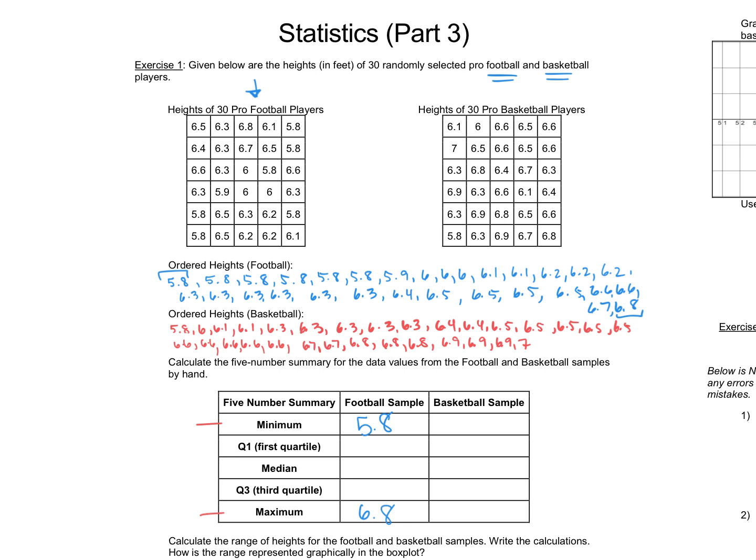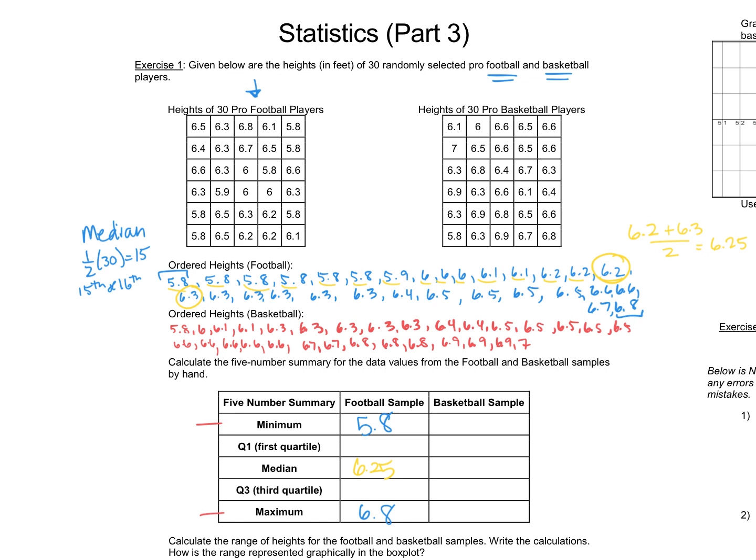And to find the median, that's the middle of all our data. So if we're taking the middle of those 30 pieces, we're taking half of 30, which equals 15. So we're supposed to look at the 15th and 16th data points here. So if we count 1, 2, 3, 4, 5, 6, 7, 8, 9, 10, 11, 12, 13, 14, 15. So it looks like we're at 6.2, 6.3 is really the middle. So we're going to take the average of those. So 6.2 plus 6.3 divided by 2, and that makes 6.25. That's going to be our median for the football sample.